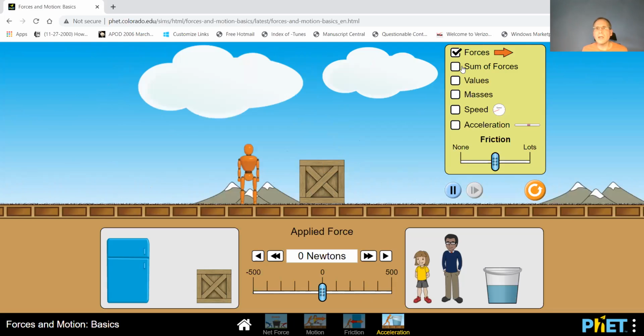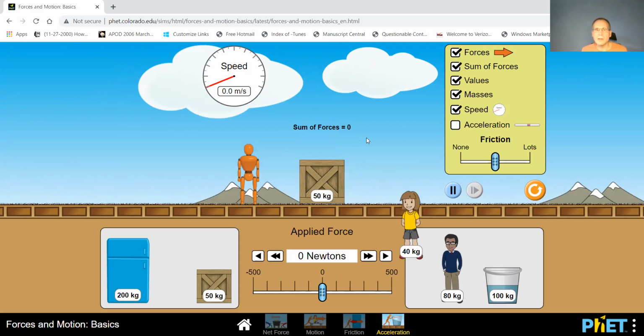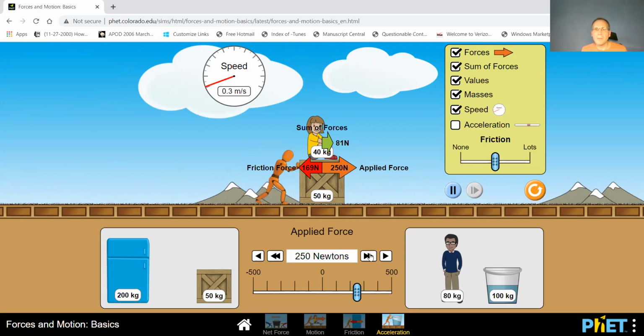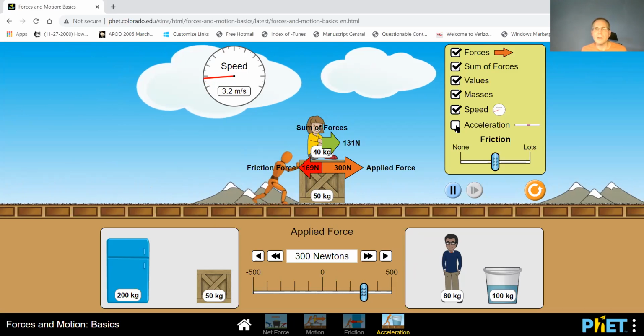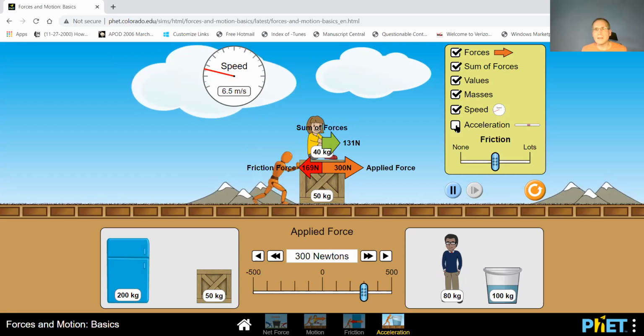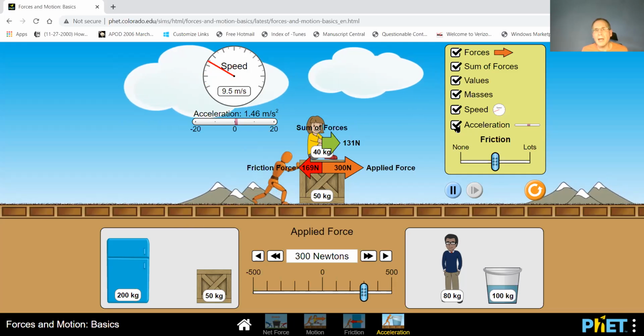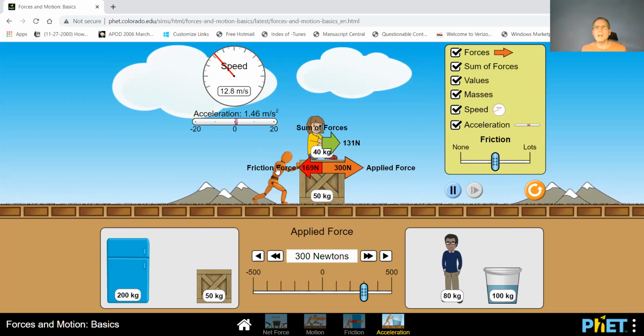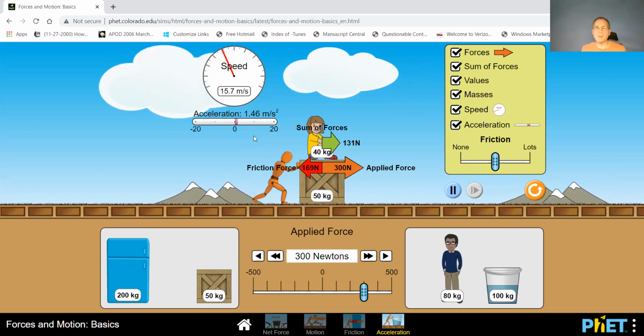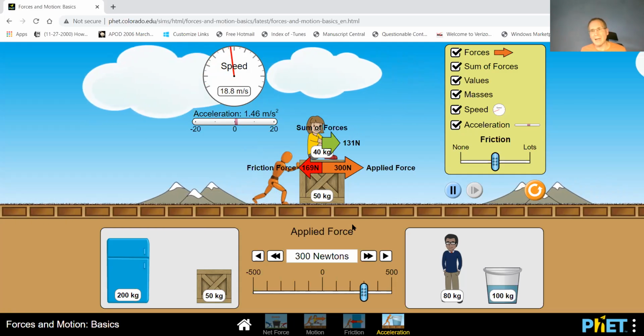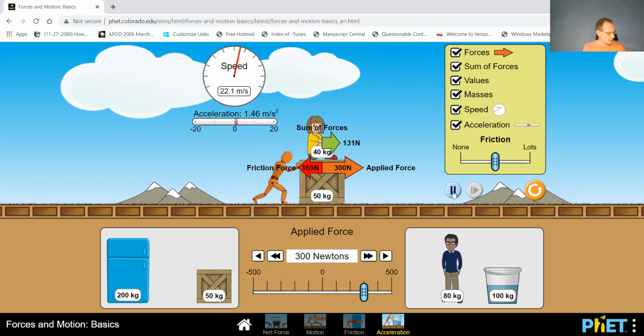Then what you'll do is you'll do the same thing, right? So put the child on, so it's a little more massive here. Again, go to 300, and now click acceleration to get the acceleration value from the simulation. Then you want to compare, so that would be that value right there. Then you want to compare what you calculated to that particular acceleration. And it should be exactly the same or very, very close.